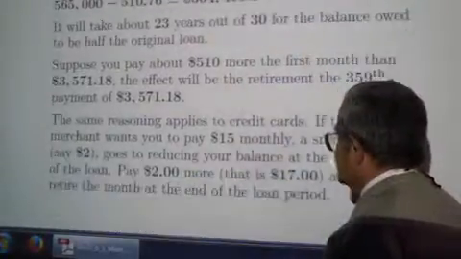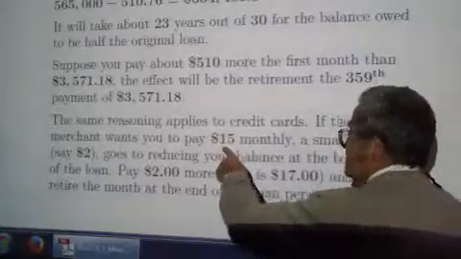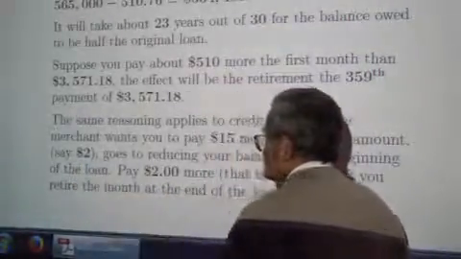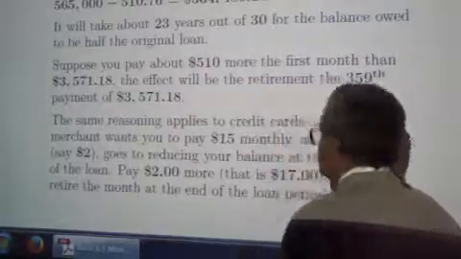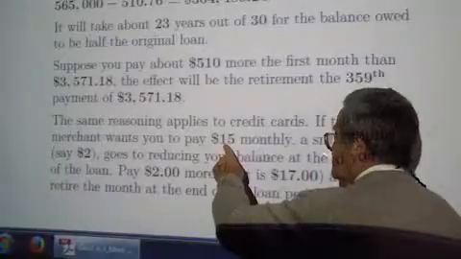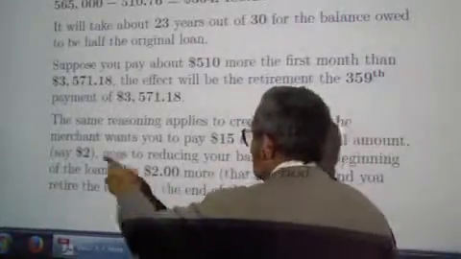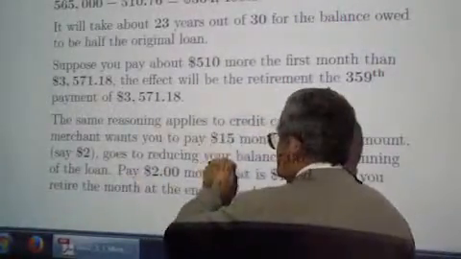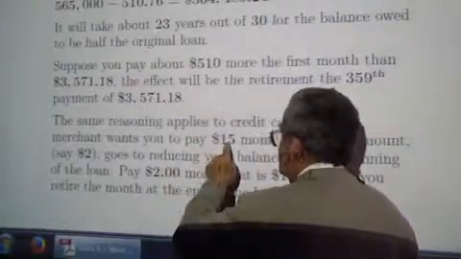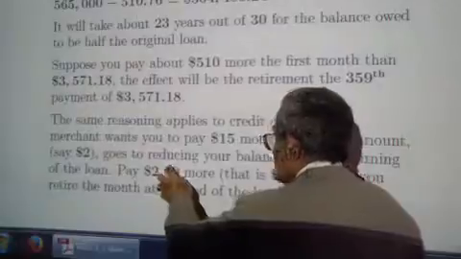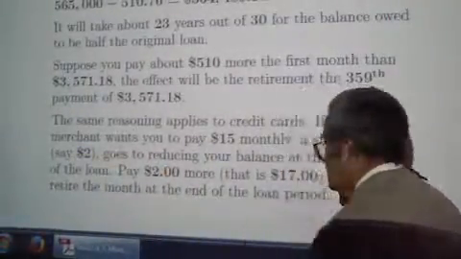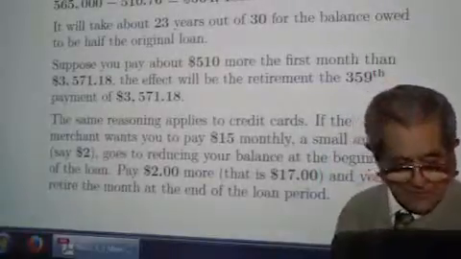And credit cards, the same thing. They want you to pay $15 a month. A small amount, like $2, is just used to reduce your principal. If you owe $300 after you give the bank or the merchant $15, you still owe, it was $300 originally, $298. So if you gave him $2 more than $15, the $2 would be like paying off a month at the end of the loan period. Think about that.